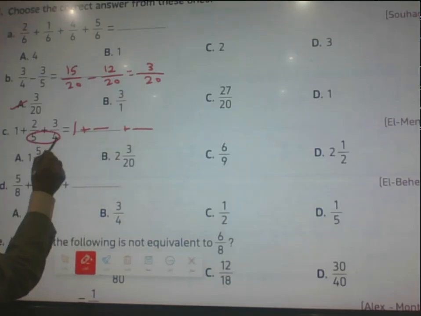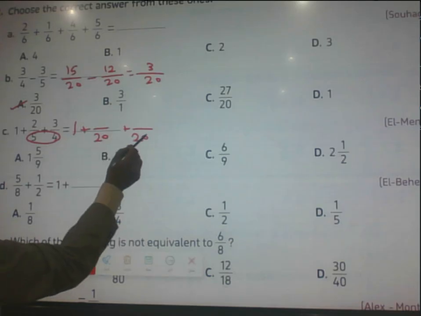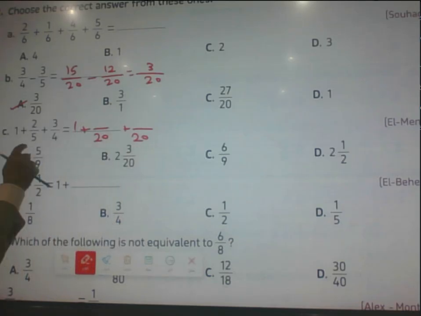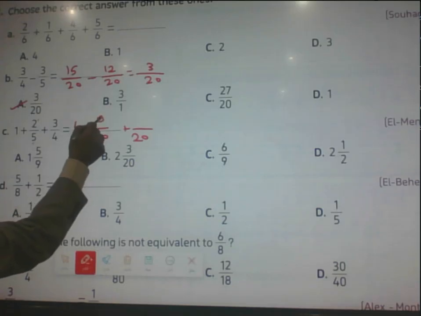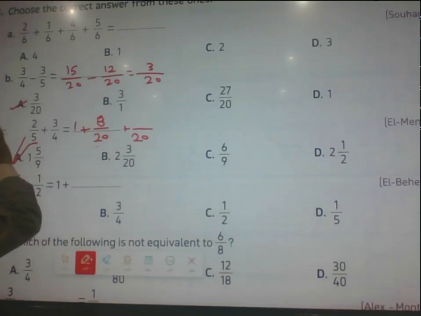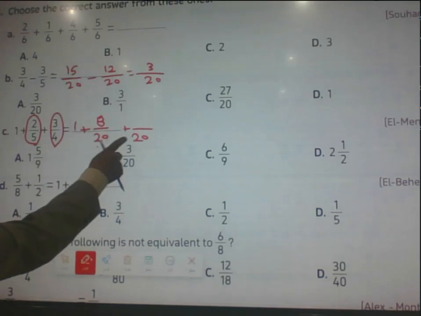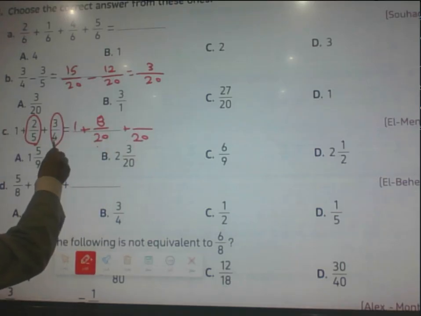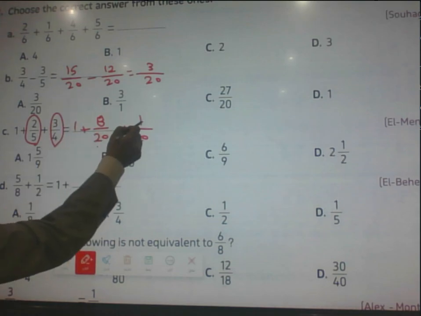Right here, 4 times 5 is 20. Right, 20 here is the least common multiple of the two denominators. 5 times 4 equals 20, then 2 times 4 equals 8. We multiply up and down here by 4. Then 3 over 4 converts to 20. How? 4 times 5 equals 20, and 3 times 5 is 15.